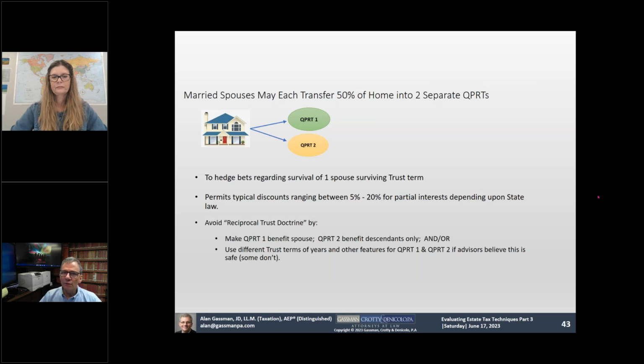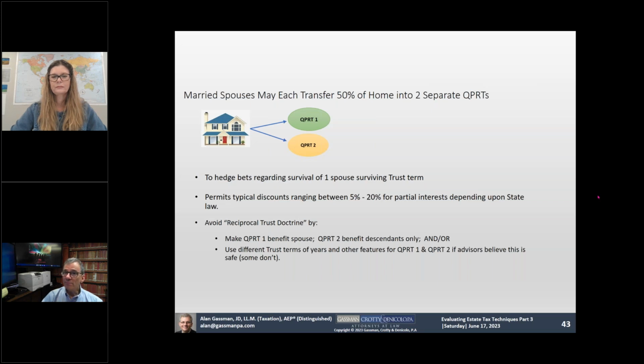And for this and other reasons, when you have a married couple, we would typically have half of the house put by spouse 1 into a Cupert that will benefit spouse 2 for health, education, maintenance, and support and the common descendants, and be redirectable by spouse 2. And then the other Cupert formed by spouse 2 would typically only benefit the descendants because of the reciprocal trust doctrine.